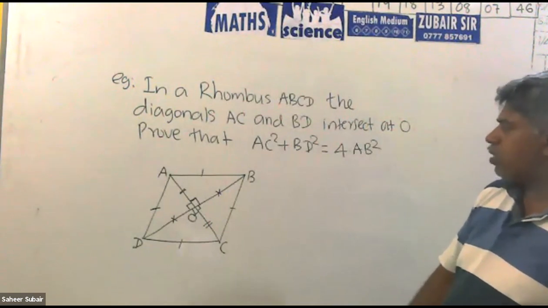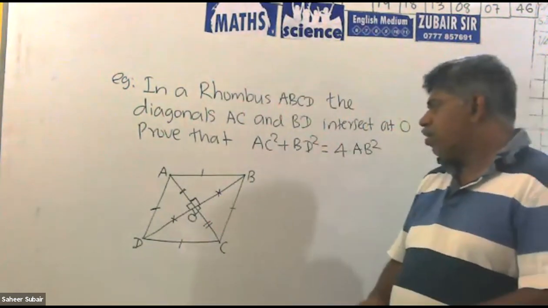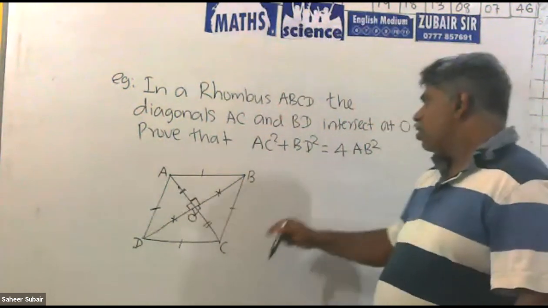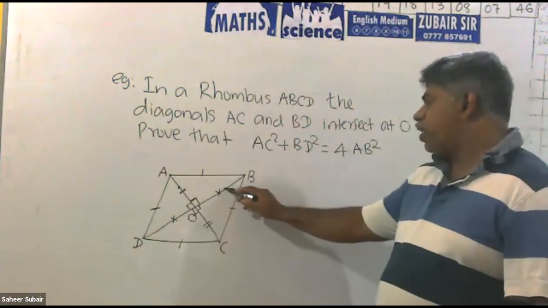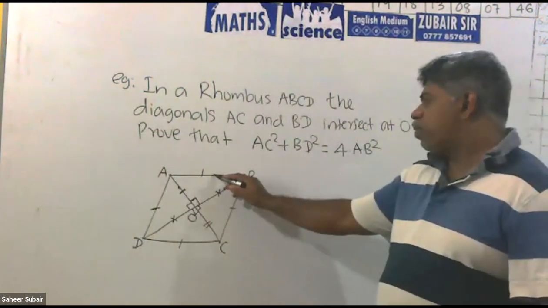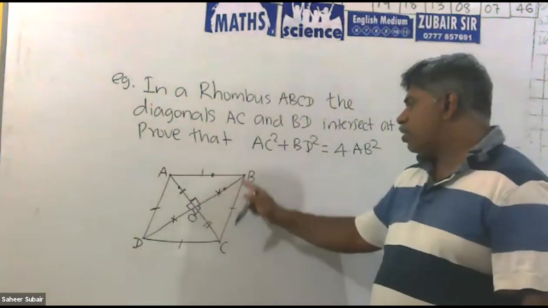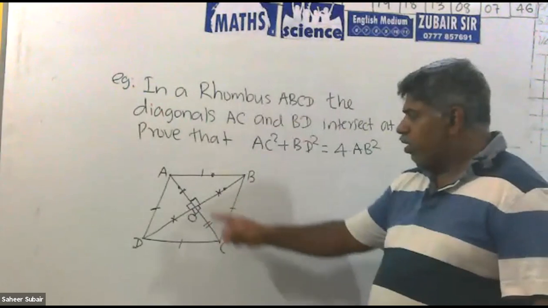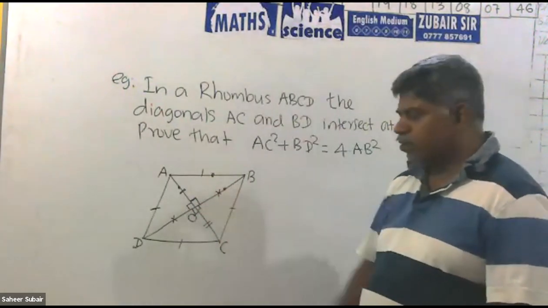Then see what are the sides mentioned here. One is AC, this side is mentioned. The other one is BD, this side is mentioned. Then the other one is AB. These three sides only are mentioned. Then we have to try to connect these three sides.